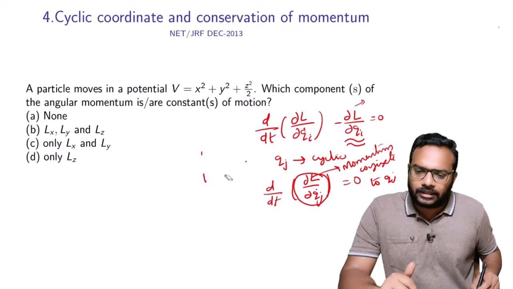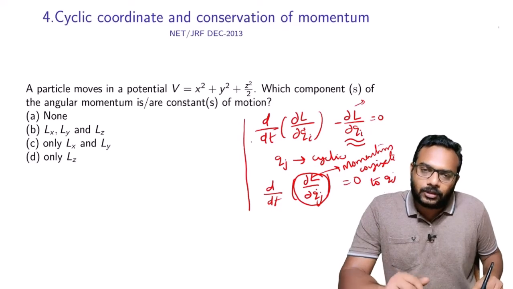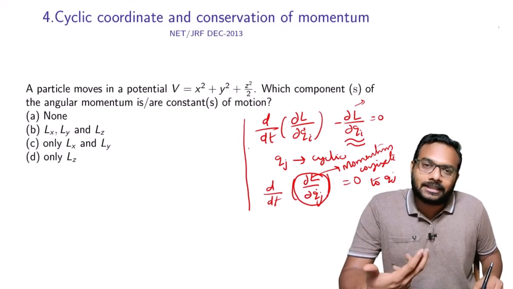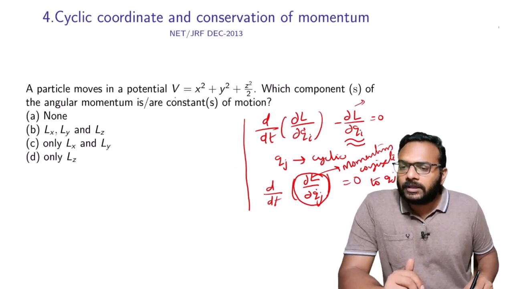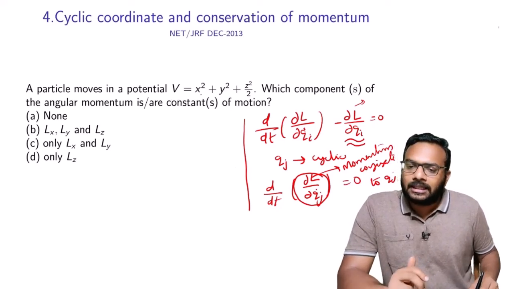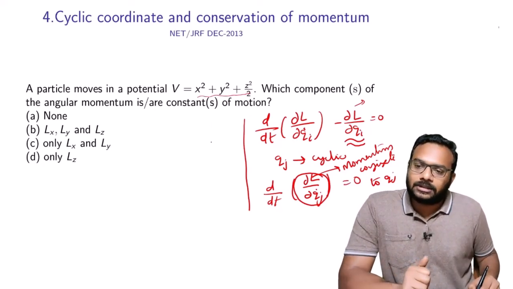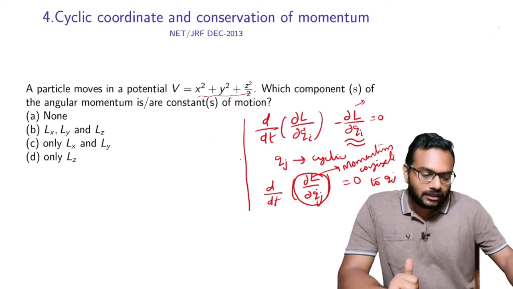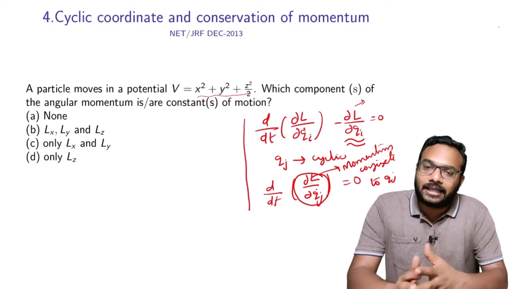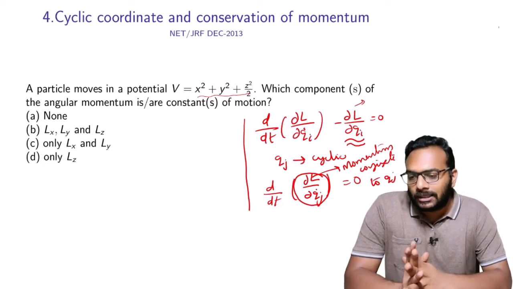So here we have got a particle. This is the idea that we'll be using to solve this problem. We know the idea of a cyclic coordinate, and we know that if a coordinate is cyclic, the corresponding conjugate momentum is conserved. So here we have got a particle that's moving in a potential given by this equation. Which component of the angular momentum is or are constants of motion? This is what we need to find. This can be done easily by identifying a cyclic coordinate. If there is a cyclic coordinate, then the corresponding momentum will be a constant.